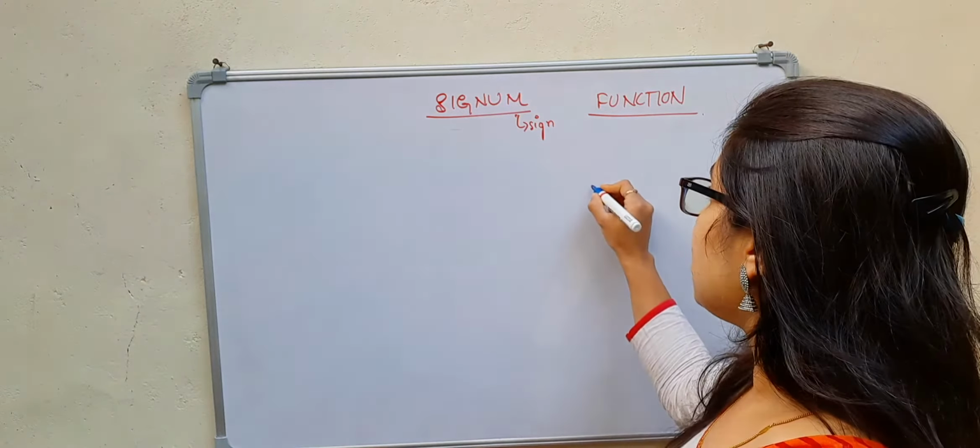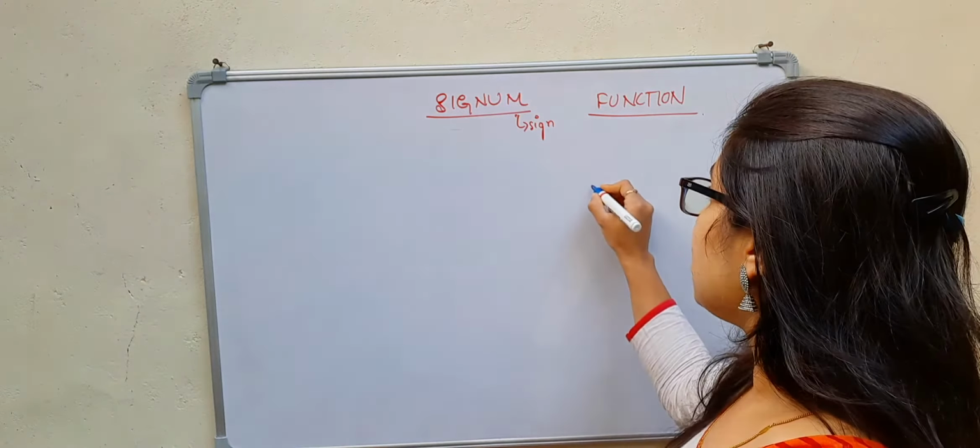So we can define this signum function as SGN of t equal to 1 for t greater than 0, and -1 for t less than 0. For the positive part, that is t greater than 0, it has a value 1. For t less than 0, it has a value -1. We can see that at t equal to 0, there is a transition from -1 to 1. That means there is a discontinuity at this point, that is t equal to 0.